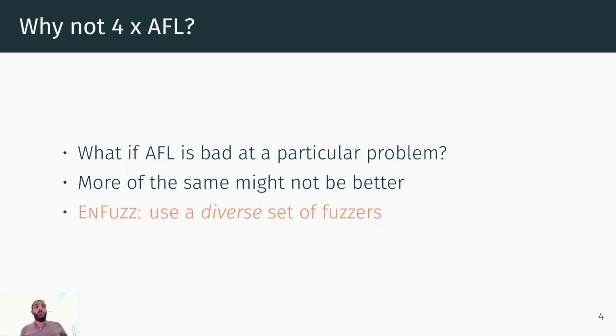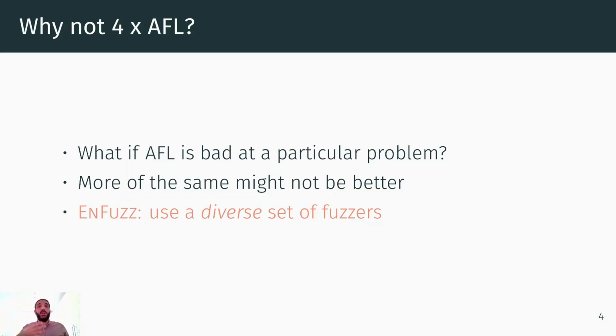That's where a paper called EnFuzz comes in. These researchers showed that it's actually better to have a diverse set of fuzzers instead of multiple instances of the same fuzzer. They had a list of fuzzers, and every time they used 4 instances of the same fuzzer, it was not as good as a set of different fuzzers.